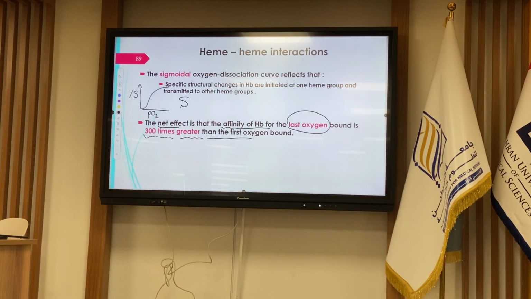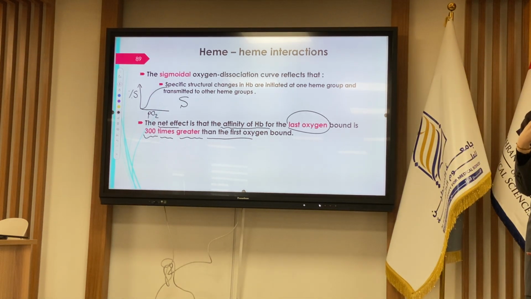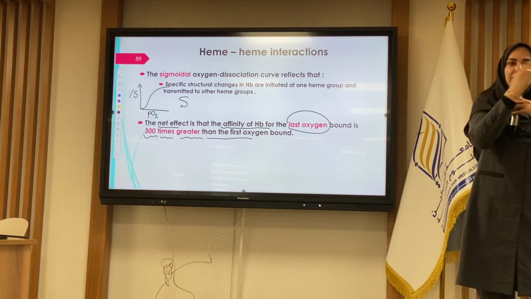Heme-to-heme interaction means that, please pay attention, the binding of the first oxygen is very difficult. So difficult. The opening of the structure is very difficult. But after binding of the first oxygen, it induces some conformational change, and you can bind easier. Very easy. So the last one can bind to oxygen 300 times easier. Do you understand? Because of heme-to-heme interaction.